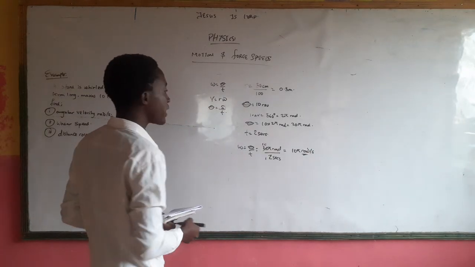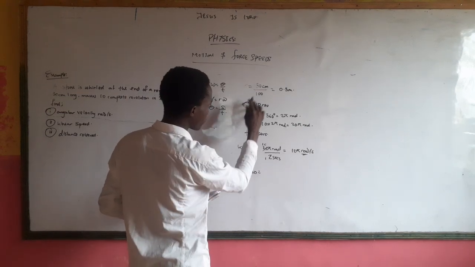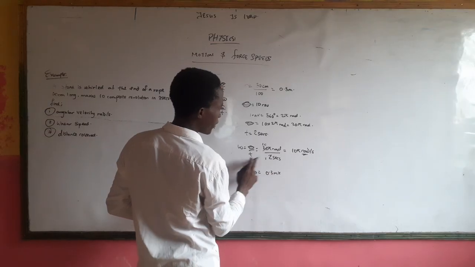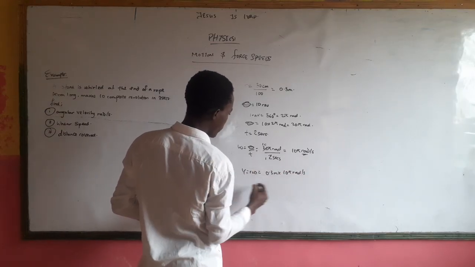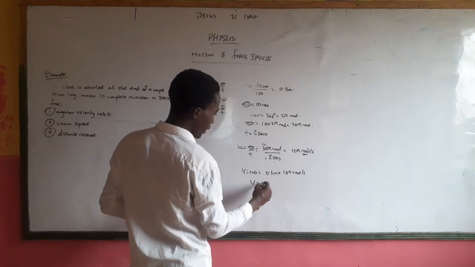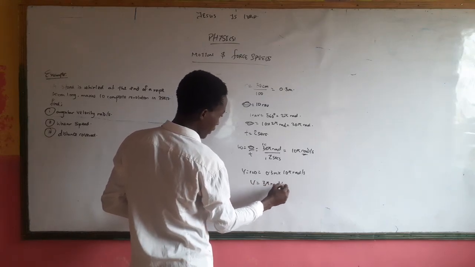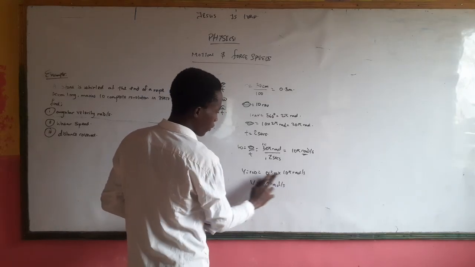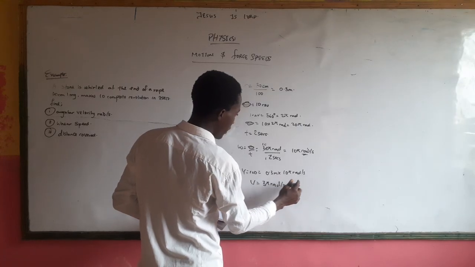They said to find the linear speed. The linear speed is given as V. V is equal to R times W. That's 0.3 meter multiplied by the angular velocity, 10 pi rad per second. So V is equal to, when you multiply, you have 3 pi meter rad per second. Do you understand? So when you convert everything together, you're going to have something like 3.